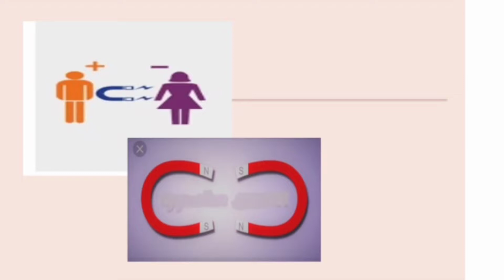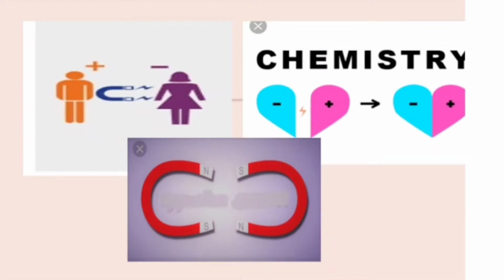Can you tell what is common in the pictures? Very good! The picture shows opposite sex, the male and the female. Opposite charge, the positive and the negative charge. Opposite poles for the magnet, the south and the north pole. What does it tell us? Excellent! Opposite sex, opposite charges, opposite poles, attract or combine. And that is what we are going to talk about today.